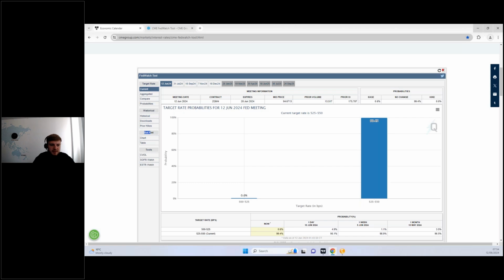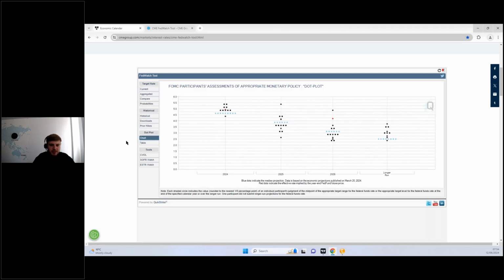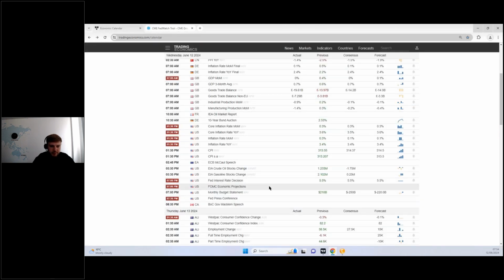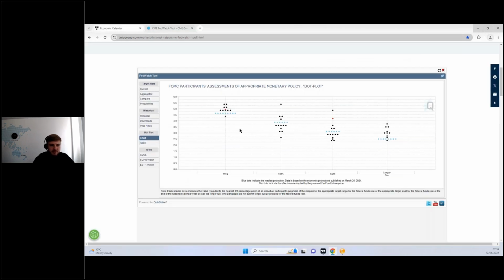Now what a dot plot is, is expectations for interest rates through the year end, through the next year end, through the 2026 end, and then longer run interest rates, right? Now, if you have a look back here, you've got the interest rate of 5.5%. That's not going to change, right? So the market needs to look at what the Fed expects going forward, right? Now, I'll tie this into CPI in a minute, right?